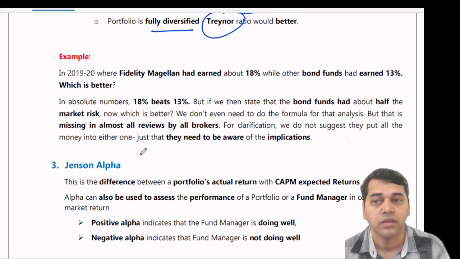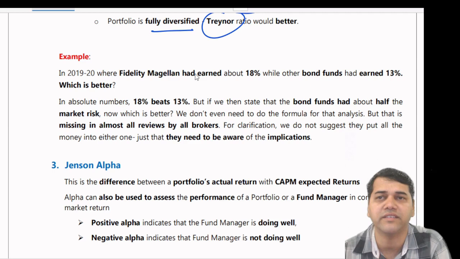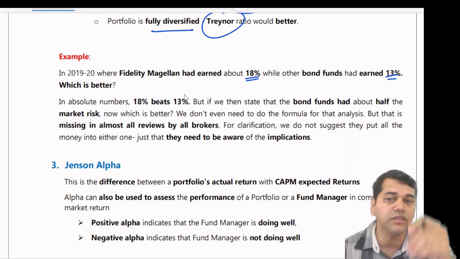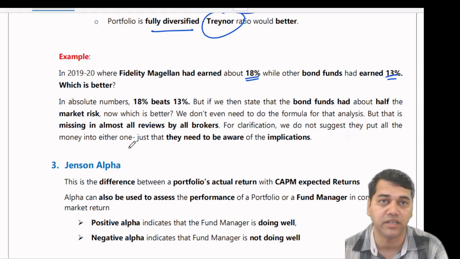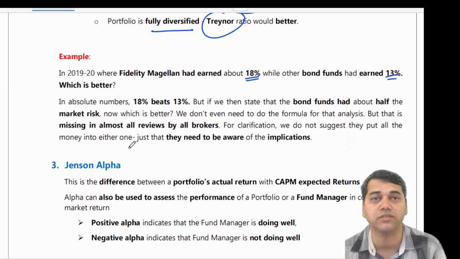Like in 1920, this is an example given in the study material, a very interesting thing: Fidelity Magellan earned 18%, while other bond funds earned 13%. Who is better? Fidelity, because we always look at returns first. But do we consider how much risk was taken? We already discussed that return should be in relation to risk. Somebody may be giving me 100% return, but there may be 100% risk also.